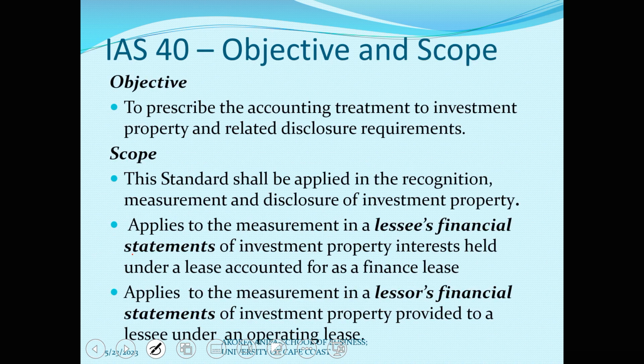Now, the objective of the standard is to prescribe accounting treatment for investment property and related disclosures. So the standard is about how to account for investment property. So you must first define, identify, and then account, and then the disclosure requirements. The scope: what aspects the standard deals with, what kind of property the standard deals with. This standard shall be applied in the recognition, measurement, and disclosure of investment property.